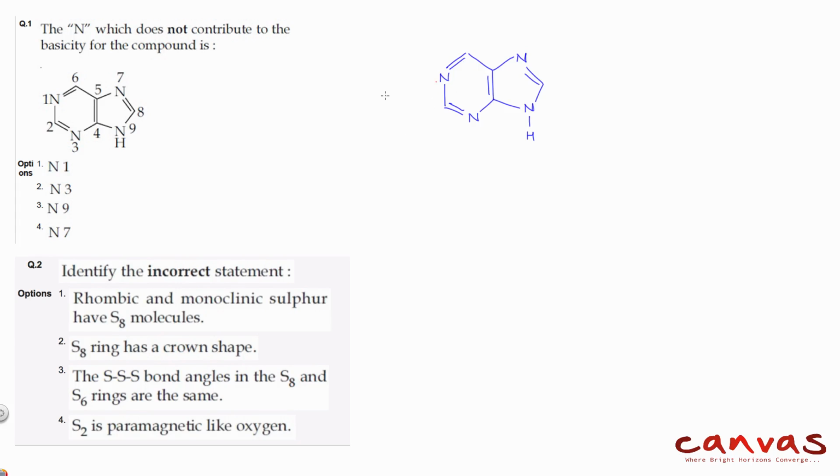Okay, so the first question is to find which nitrogen in this compound purine is not contributing to the basicity. Now all nitrogens have a lone pair. In the left ring, we already have 6 pi electrons. So 3 pi bonds contribute to 6 pi electrons, so it is aromatic. And the nitrogen's lone pairs are both available for donation, so they are basic.